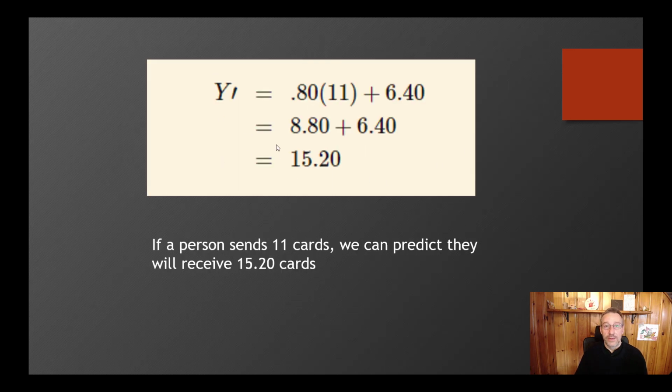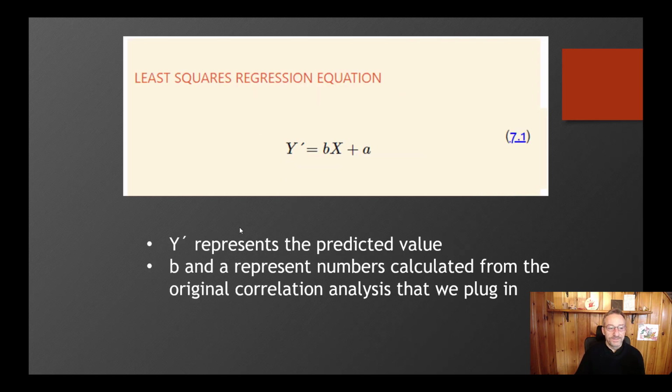This is what it'll look like when we're all said and done. So we'll be able to plug in an x variable, which would be cards sent, to predict cards received. So if we plug in 11 into this formula, we take it times 0.8, we add the 6.4, we get 15.2. And so what we're saying is, if that person sent 11 and we have to make a prediction using this least squares regression, it's going to be roughly 15.2. So Y is our prediction.